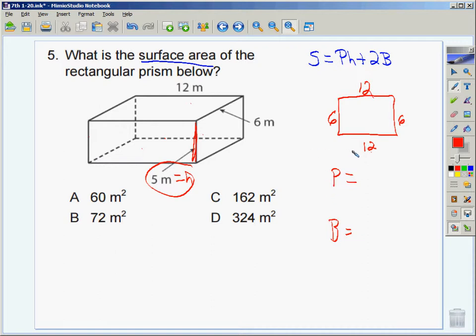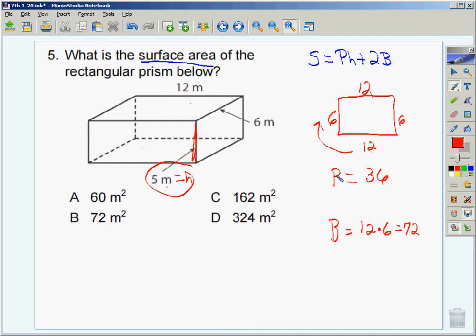To find the perimeter, we add up all the way around the outside. 6 and 6 is 12. 12 and 12 is 24. And another 12 is 36. The perimeter is 36 meters long. To find the area of a rectangle, we take length times width. 12 times 6, or 72.